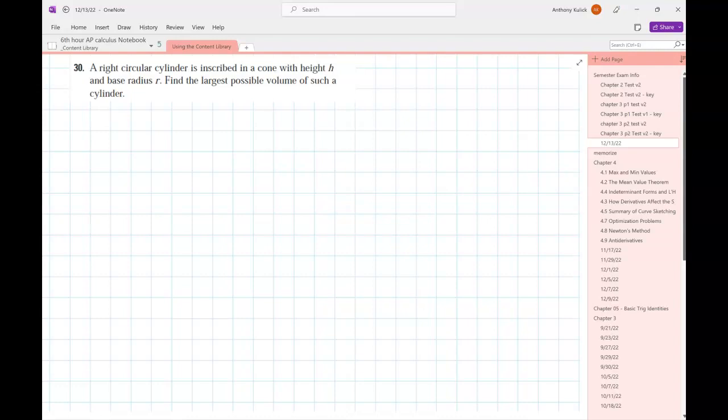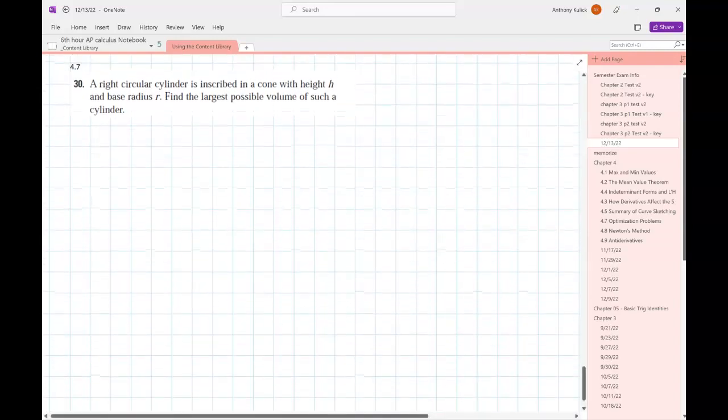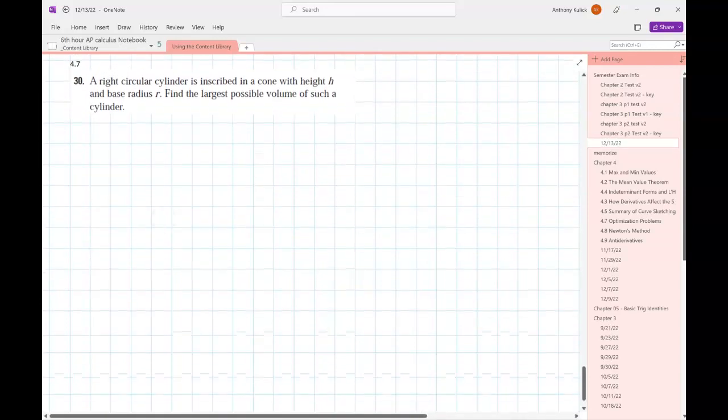Anyway, I'd like to do this one, and then you guys can hit me up with whatever. Does that sound okay? So this is 30 from 4.7. I don't think I assigned this one, but I thought it was a good one, mostly because the algebra doesn't get terrible in it.